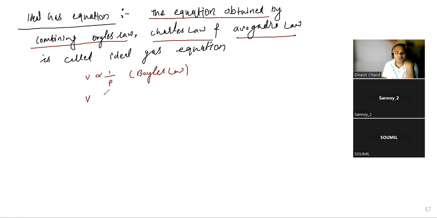Next one is V proportional to T. That is Charles' law. Charles' law is V proportional to T. And that is Avogadro's law, V proportional to N.